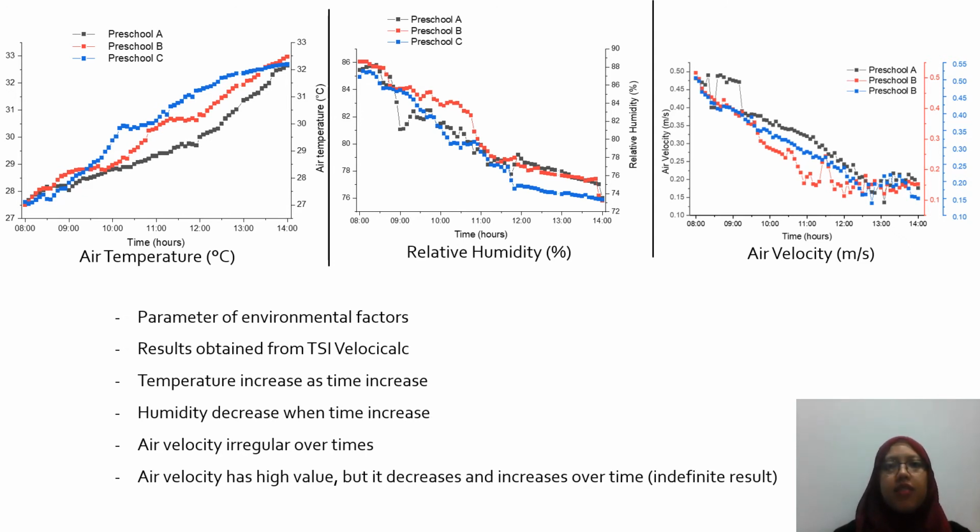The second graph shows the result for relative humidity. From the result, it is revealed that the value of the humidity decreases when time increases. Furthermore, the value of air velocity is irregular over time. It has an indefinite result because in the morning, the air velocity has a high value, but it decreases and increases over time. This is because when the circulation of air appears in high speed, then the result will be increased and vice versa.